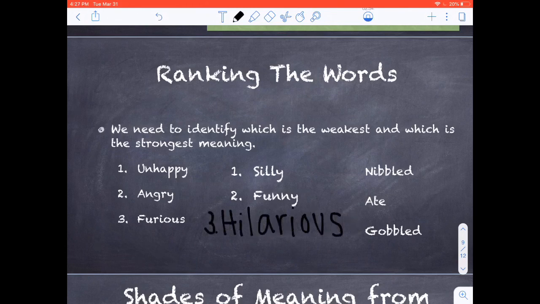Our next set of words is not numbered because I want us to rank them, 1 being the weakest and 3 being the strongest. Nibbled, ate, gobbled. Out of those 3 words, which one do we think is the weakest, the most simple? Ate. Then nibbled and gobbled. While these both mean to eat, one is very small bites, gobbled is huge bites. So I'm going to say nibbled, and then gobbled as our strongest use.